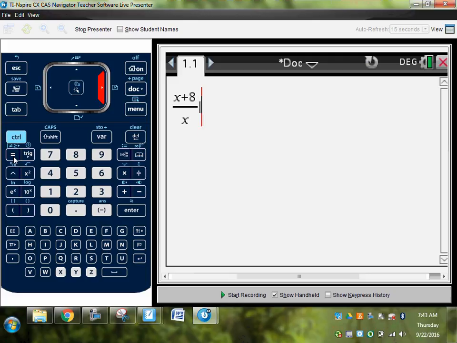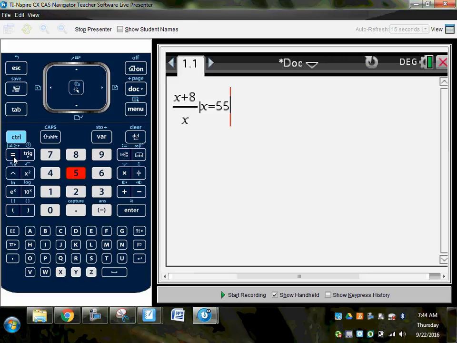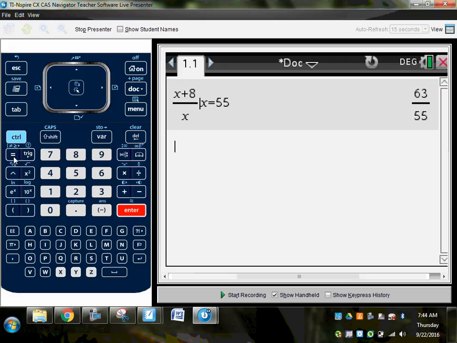And now type in x equals. What did we want the x to be replaced with? Was it 55? Okay, so let's do x equals 55 and press enter. And it's going to give you what that is with the 55 plugged in. So you don't need to worry about the parentheses. Right? That's an alternate way of doing it.